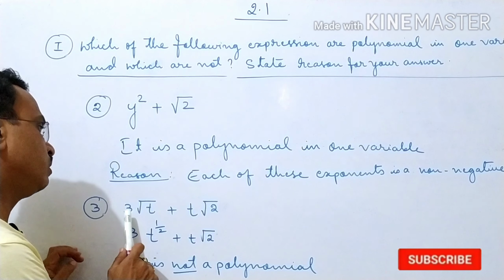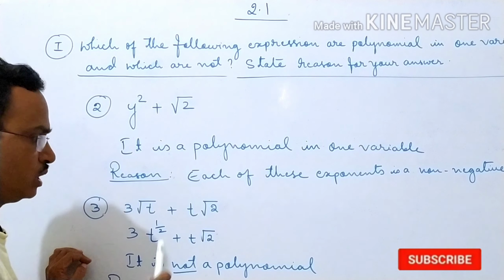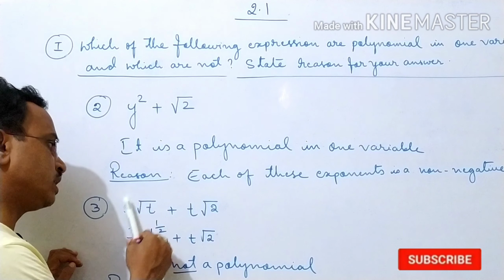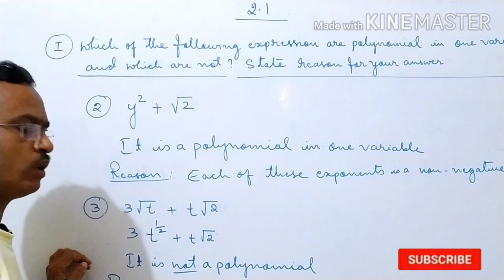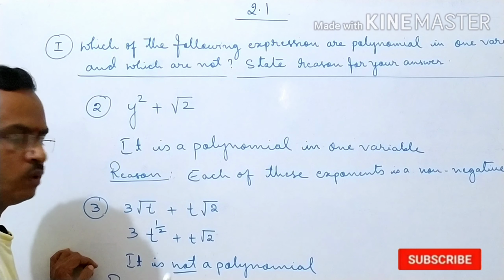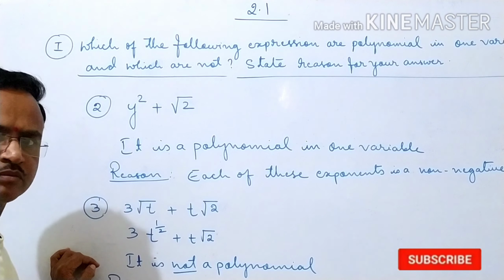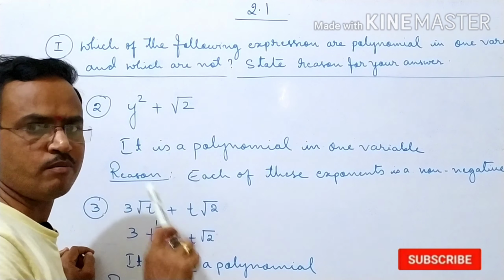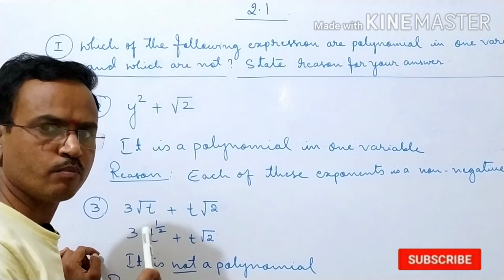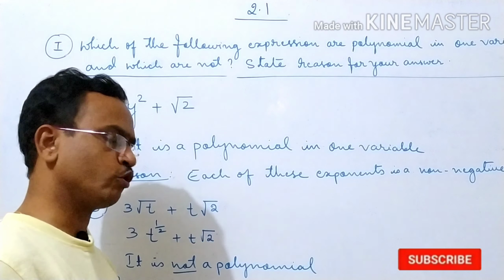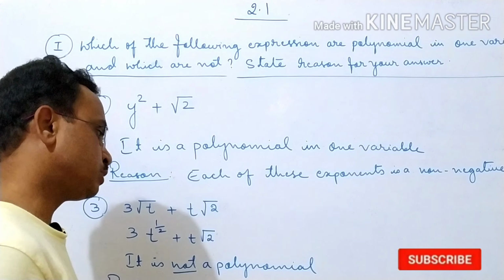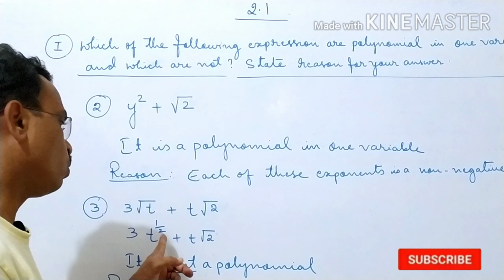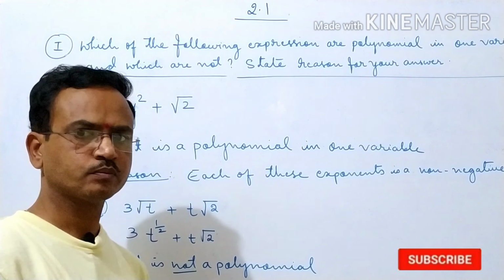Then third question, 3 root 2 plus root t. Now this root t can be written as t to the power of 1 by 2. Now 1 by 2 is not a whole number, it is in the form p by q. Then we can say it is not a polynomial. Reason: the exponent of the variable is not a whole number.